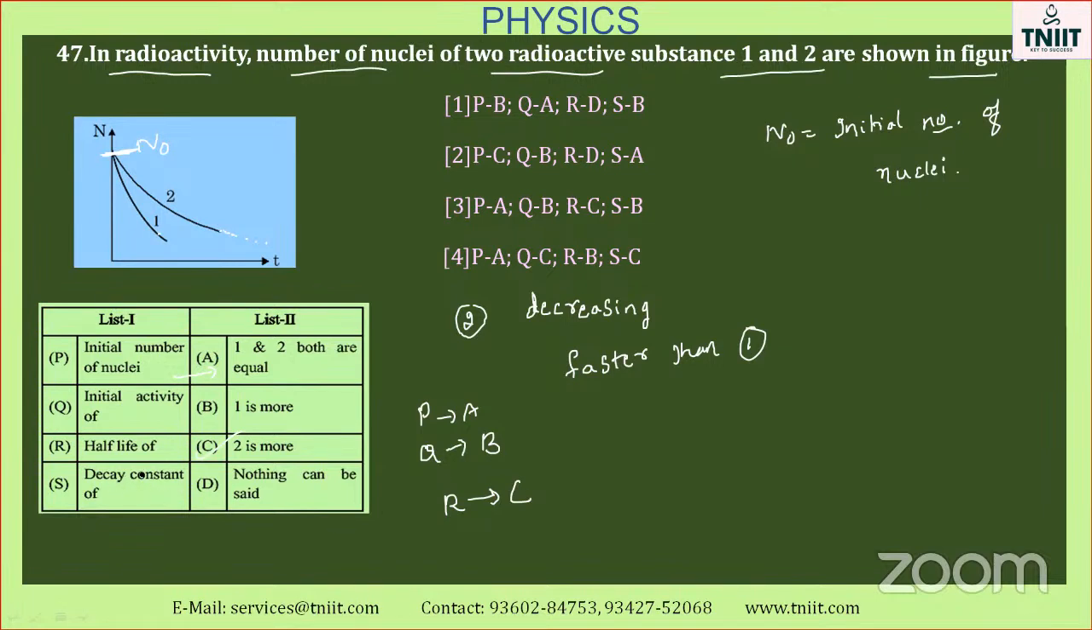Decay constant. Decay constant is more for 1, no? Because decay constant and half-life are inversely proportional. So decay constant of 1 is more. So S is going to stand for B. So A, B, C, B. A, B, C, B. So the third graph is correct.